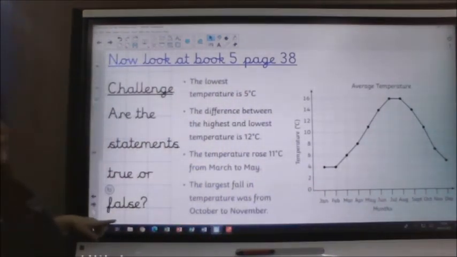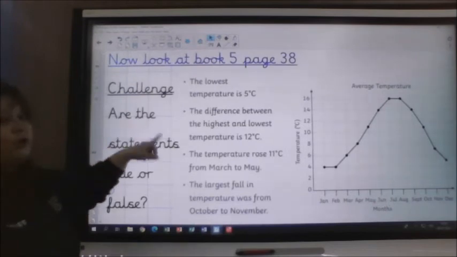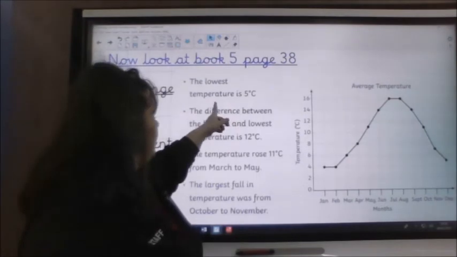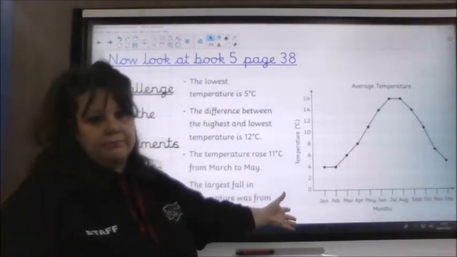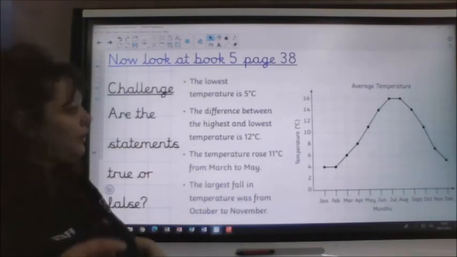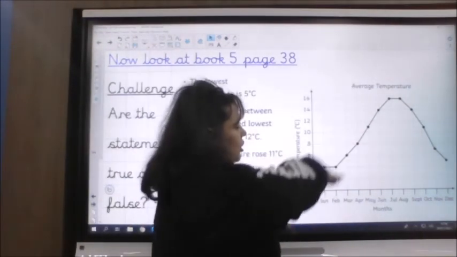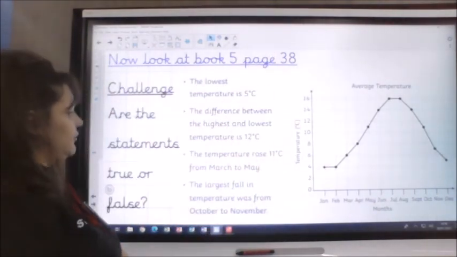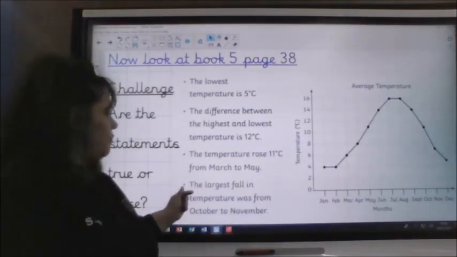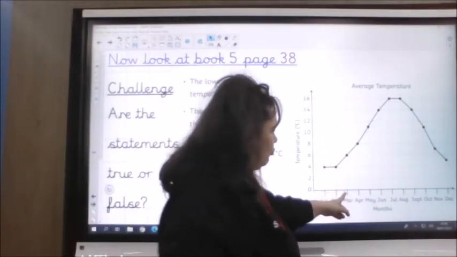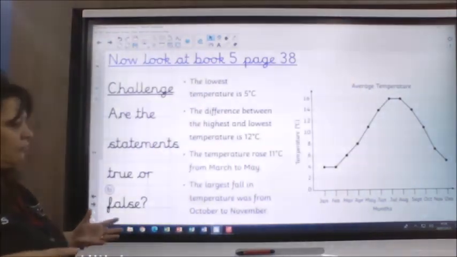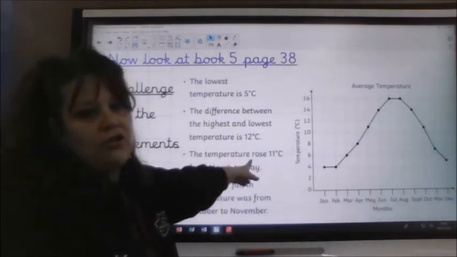You've got to say whether you think they are true or false. So, is the lowest temperature 5 degrees? Is the difference between the highest and lowest temperature 12 degrees? So you look for the highest temperature, you look for the lowest temperature, work out the difference. The temperature rose 11 degrees from March to May. So find March, find May. What was the temperature? How much did it rise? Okay, is it 11 degrees?